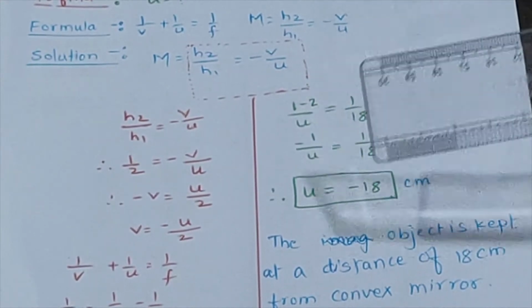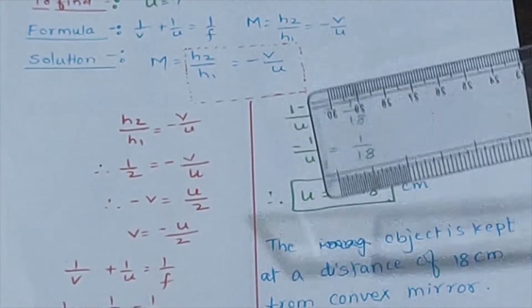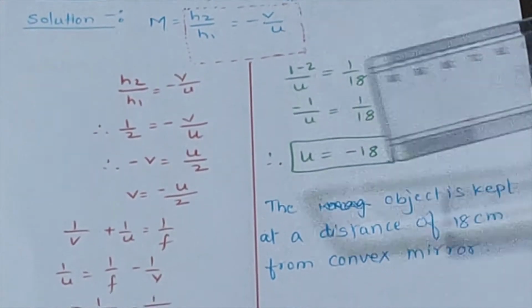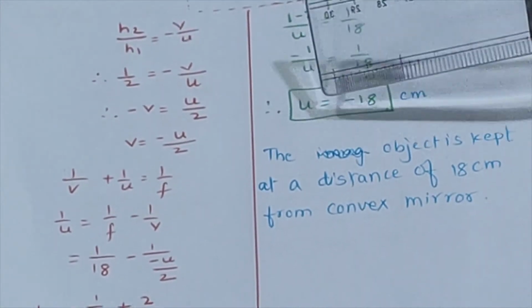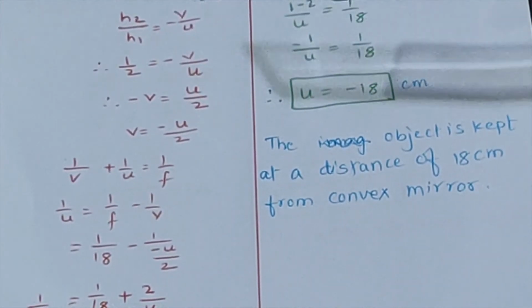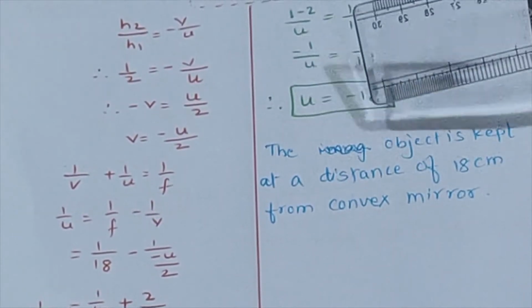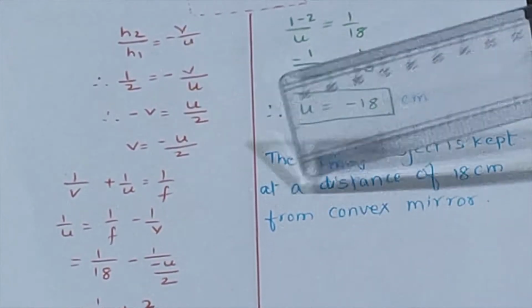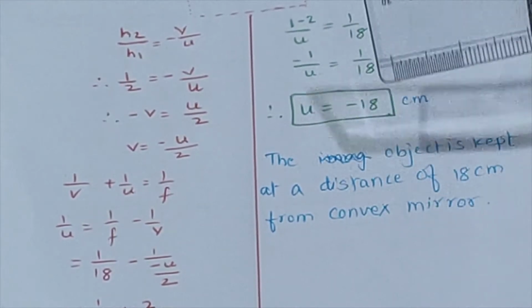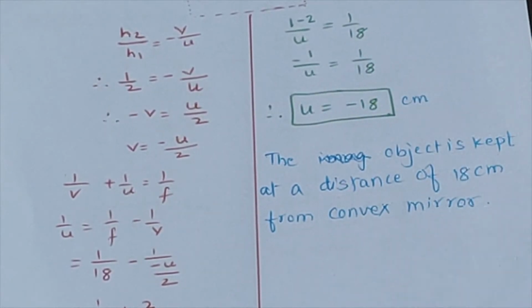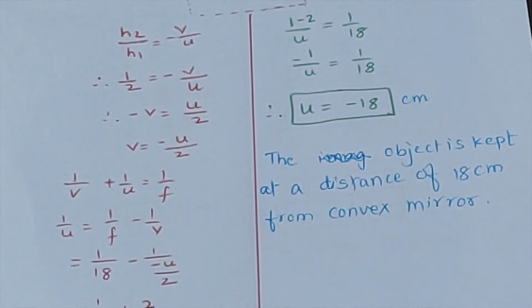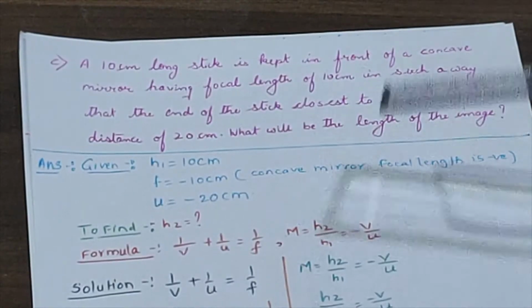So now we are going to talk about the nature of the image. The object is kept at a distance of 18 centimeters because you have found u. U means the object distance. So object is kept at a distance of 18 centimeter from the convex mirror. So this is your overall answer. I think you must have understood this numerical also. Let's move on to the third one.